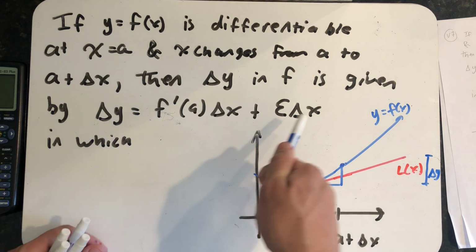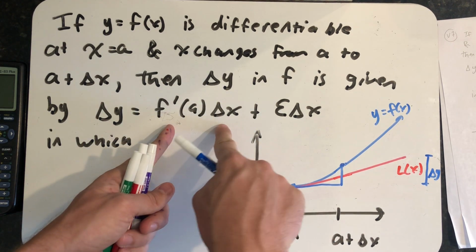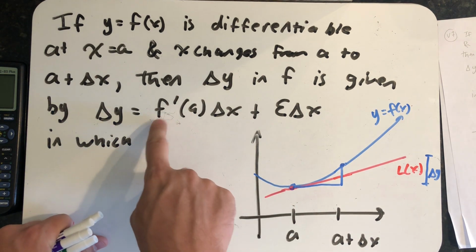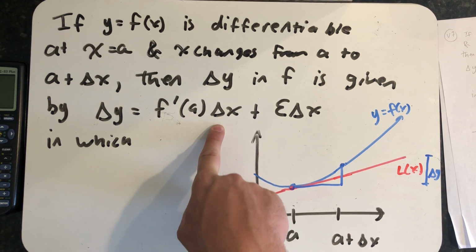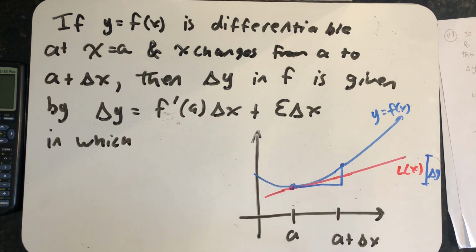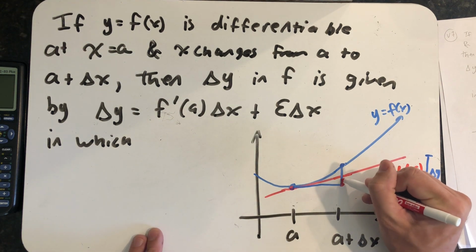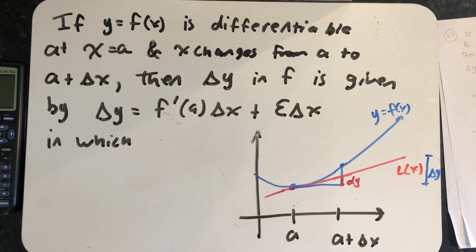This expression on the right-hand side, just this first part, the first term, f prime of a times delta x, I recognize that as the differential. I'm used to seeing this as f prime of something times dx, but then I realize that dx is an independent variable, and I can simply choose it to be the value of delta x, that increment on the x-axis. So my differential is just this amount, how far I've gone up to my tangent line.